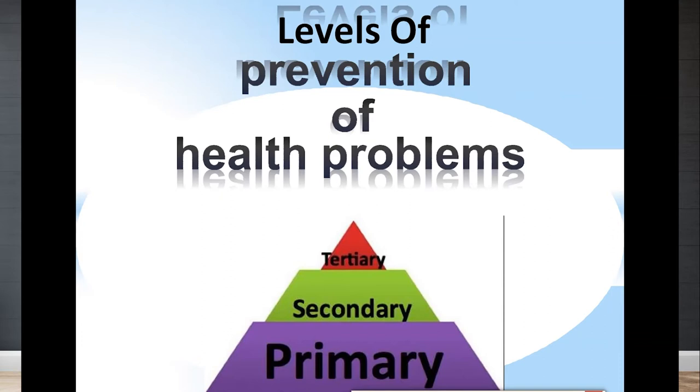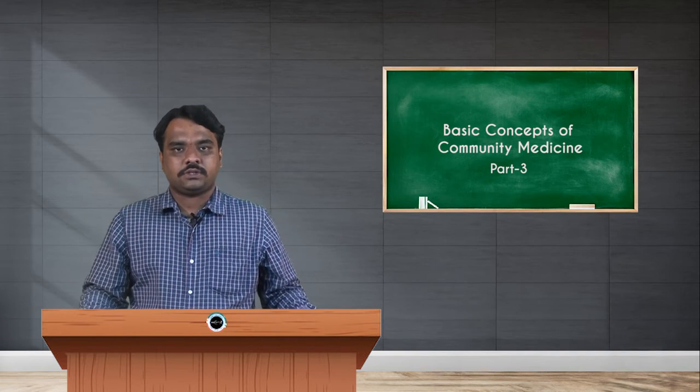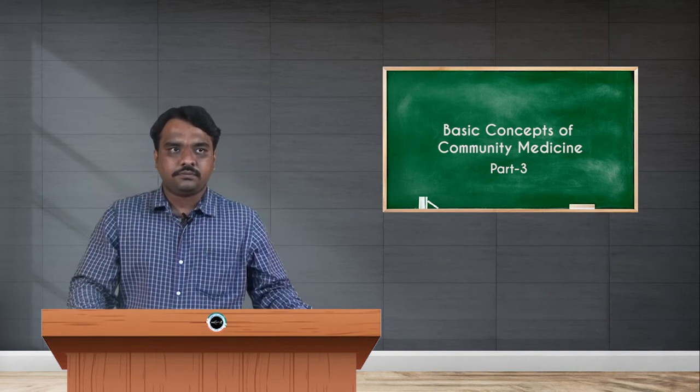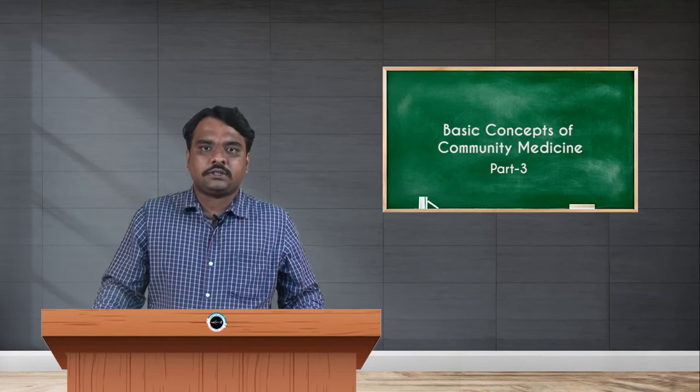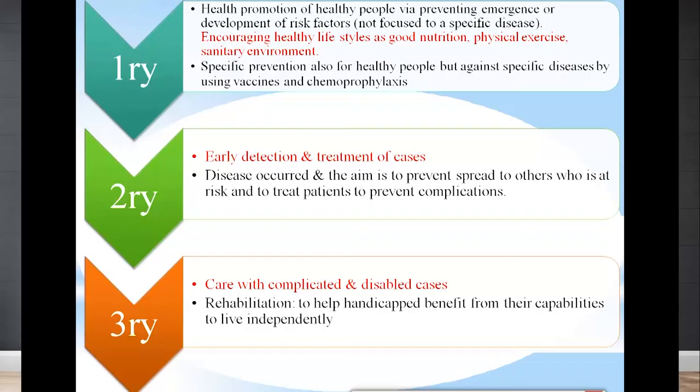So the first one will be primary prevention, secondary prevention, and tertiary prevention. Primary prevention, as you are all aware, is where the risk factors are controlled before emerging into the community, before emerging to the public. So one has to control them.